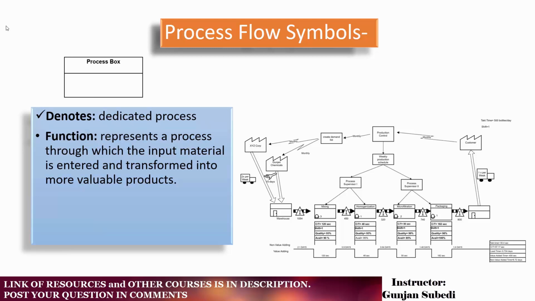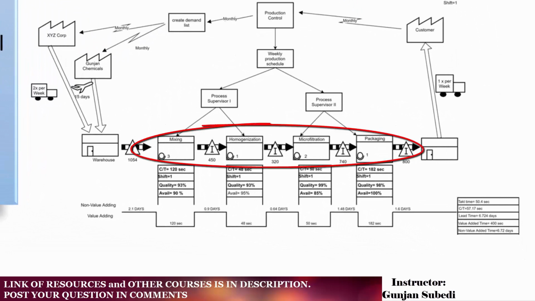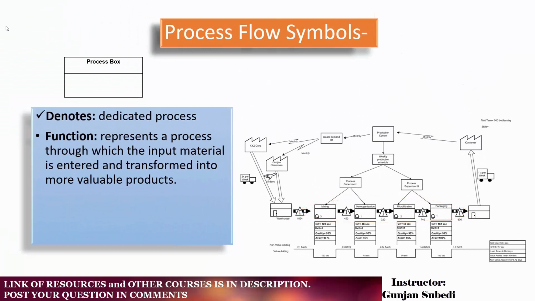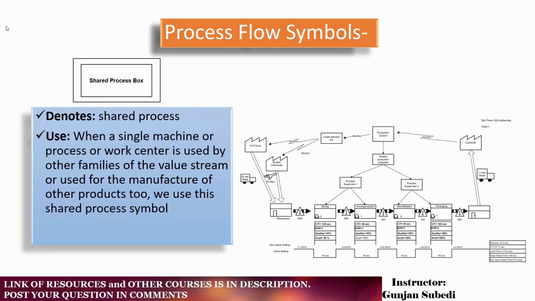It represents a process through which the input material is entered and transformed into more valuable products. We keep the process flow icon in series because by then the raw material is added with more values in the subsequent process, and at the end of the line we get a finished product. Next, we have a shared process symbol. When a single machine or process or work center is used by other families of the value stream or used for the manufacture of other products too, we use this shared process symbol.